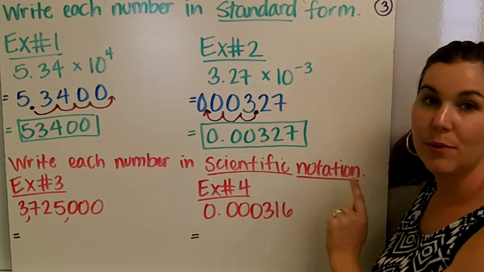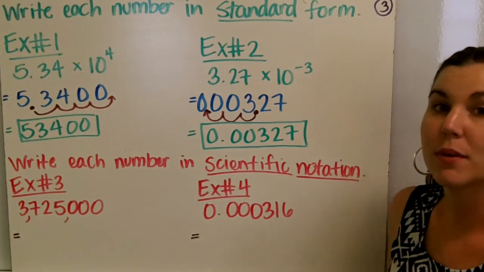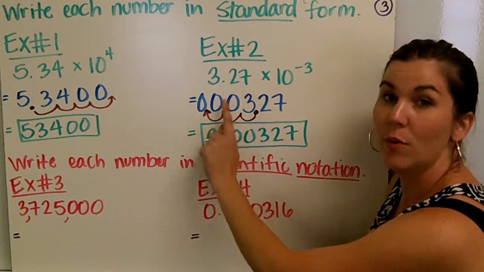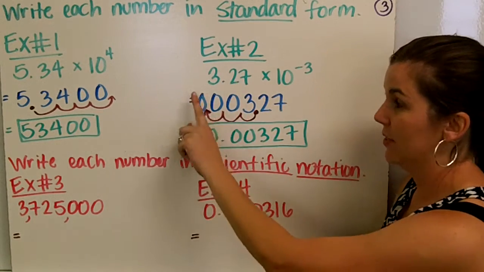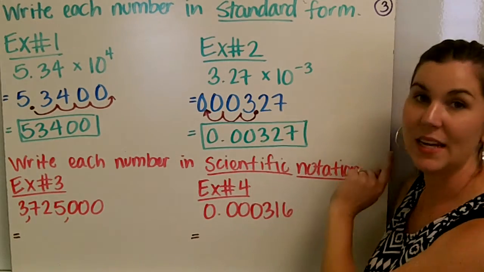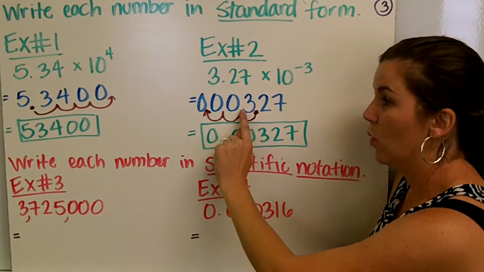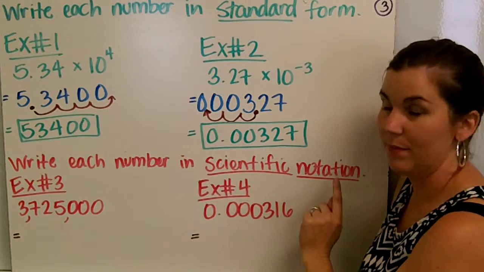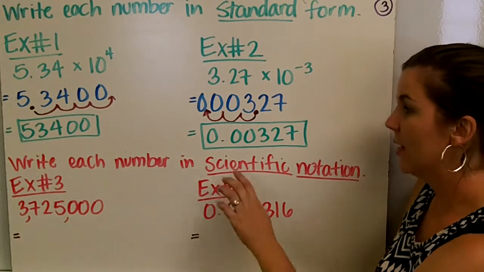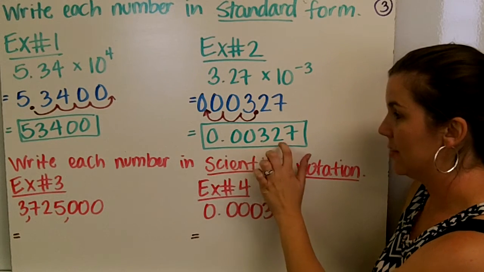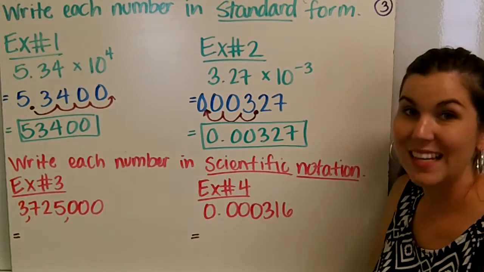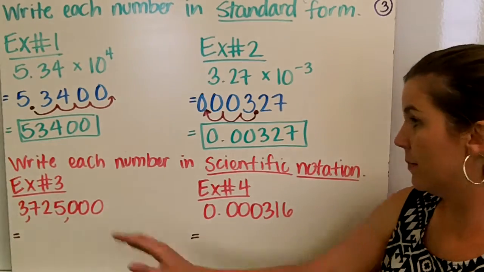Example 2. 3 and 27 hundredths times 10 to the negative 3rd power. Now because the exponent is negative, we're going to make the number smaller than 1. So in order for this number to get smaller, we'd have to move the decimal to the left. We're going to move the decimal 3 places to the left because the exponent is negative. So 1, 2, 3. Where that arrow is where our new decimal is. This is tenths, hundredths, thousandths, 10 thousandths, 100 thousandths. So this is 327 hundred thousandths.